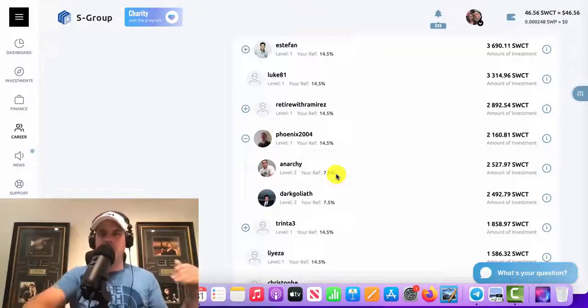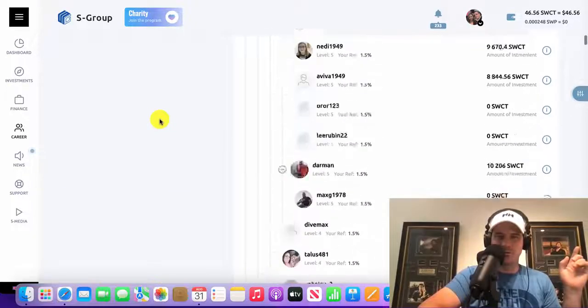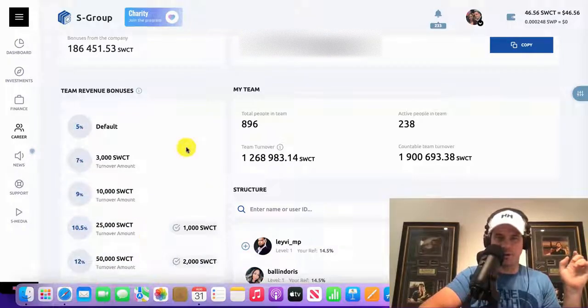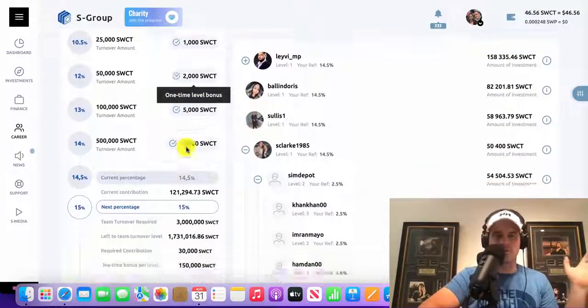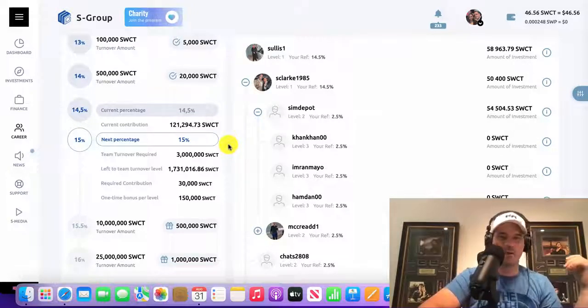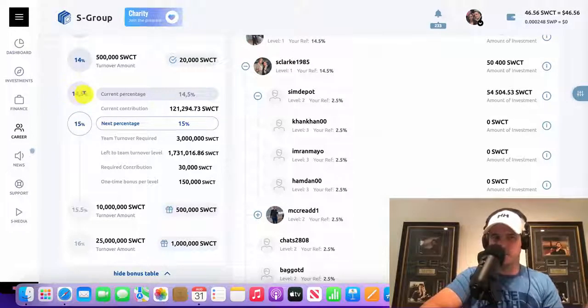Okay. So here's something else to think about. When I move to the next level here, if I open up the comp plan here, and once again, I'm not going to focus too much on this, guys, because I could talk about this for 2 hours if I wanted to. But once I move to this next comp plan level of 15%, as of right now, I'm at 14.5%.